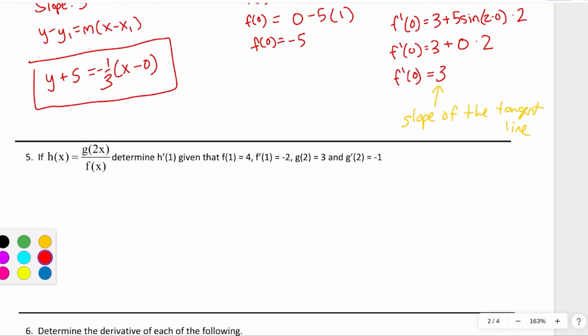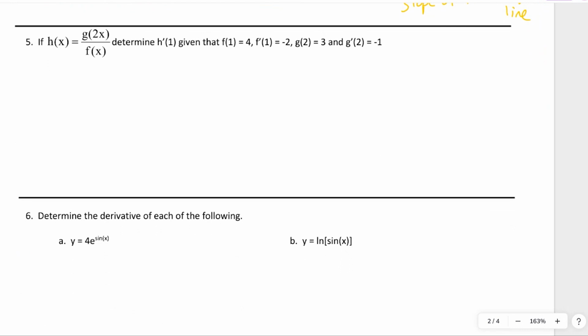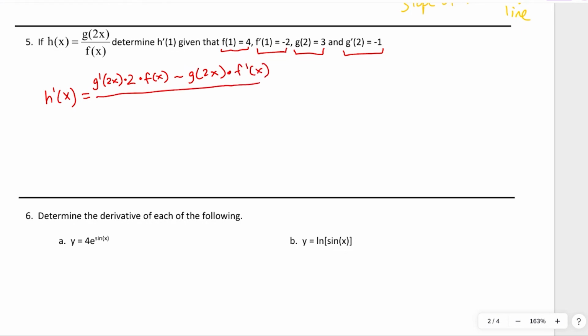Okay, number 5 says if h is this quotient, determine the value of the derivative when x is 1. And we have a bunch of given information here. I'm sure we're going to end up plugging that in once we find the derivative. So let's work on that. Let's find the derivative. Now we do have a quotient here, so we're going to have to use quotient rule. We'll start with the derivative of the top, which is g prime of 2x times 2. So that's the derivative of the top, times the bottom, minus the top times the derivative of the bottom, all divided by the bottom squared.